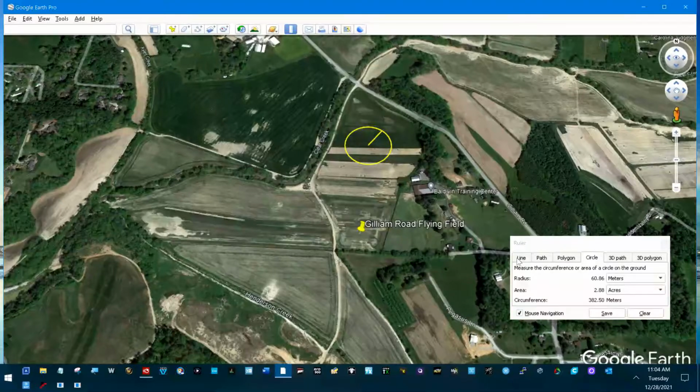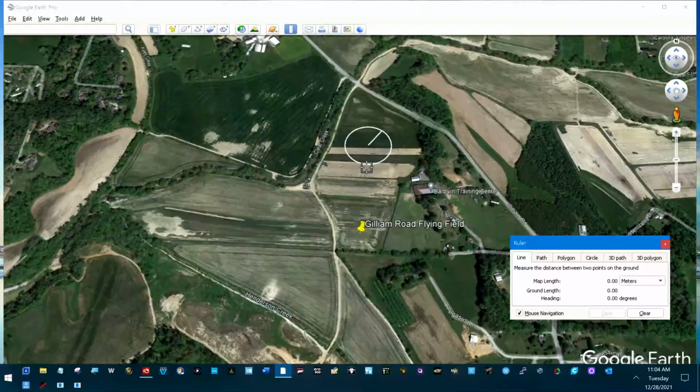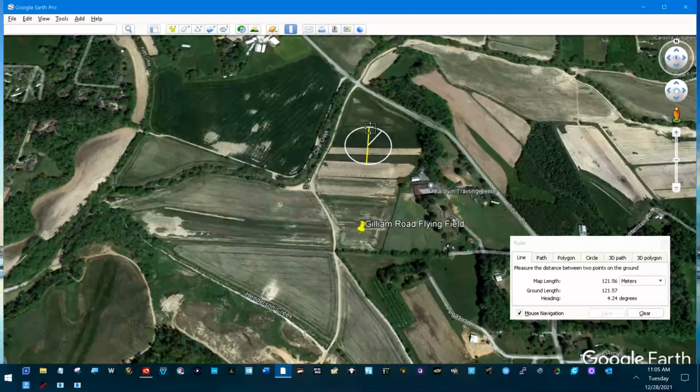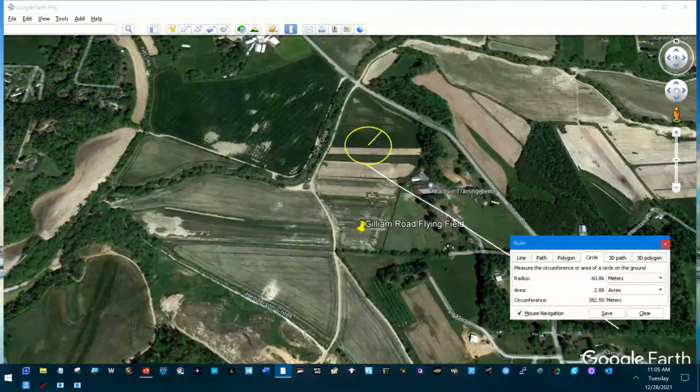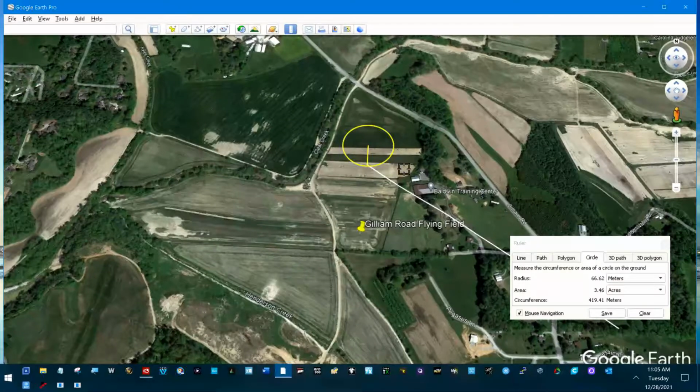Let's see if that's the radius. Yep. So it's the same as the airplane. It's a 121-meter diameter circle, but it is a 60-meter radius. So when looking at that, if I keep it over myself and flew from here, you see I'd be out over the road, and that road's pretty busy.